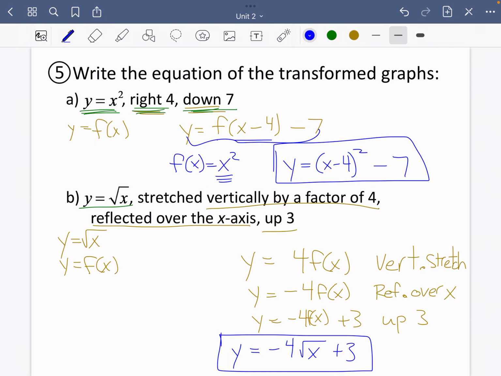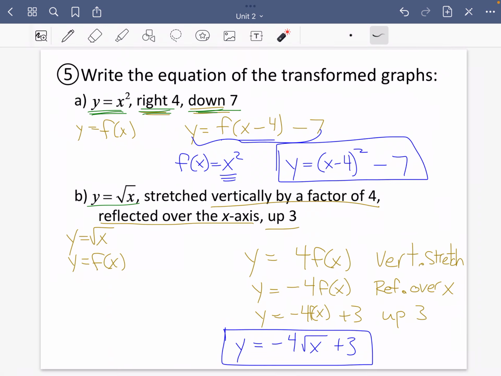So if we think about what's happened with this graph, the 4 has stretched the square root graph by a factor of 4, the negative there reflected it over the x-axis, and the plus 3 shifted it up 3. So we can build this function without actually having seen that function. Putting all those ideas together is important. So let's think about what order we perform these actions in. Does it even matter? The answer is yes, it actually does matter.